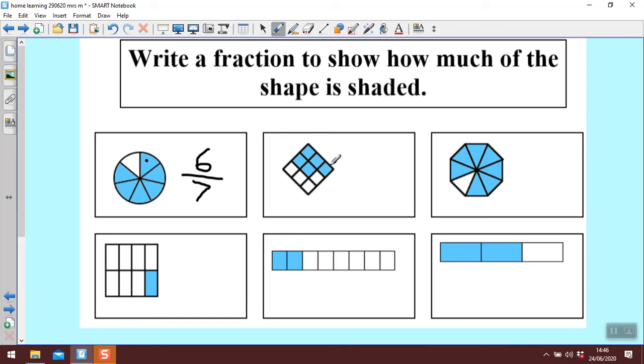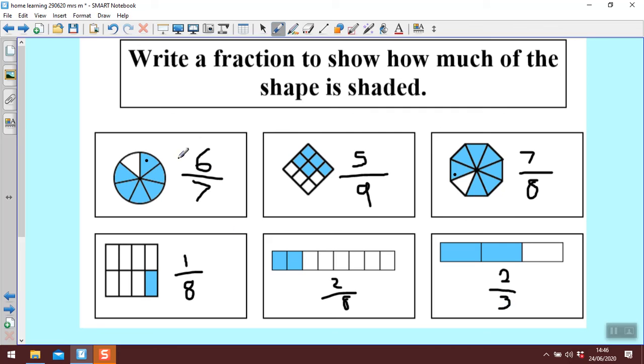So I've got 3, 3, 3. So I've got 9 pieces altogether. And 1, 2, 3, 4, 5 of them are shaded. Here I've got 1, 2, 3, 4, 5, 6, 7, 8. And 7 of them are shaded. So 7/8 are shaded. Here I've got 8 again. And 1 of them is shaded. 1/8 is shaded. Here I've got 8 again. And 2 pieces are shaded. So 2/8 are shaded. And then here we've got 2/3 that are shaded.